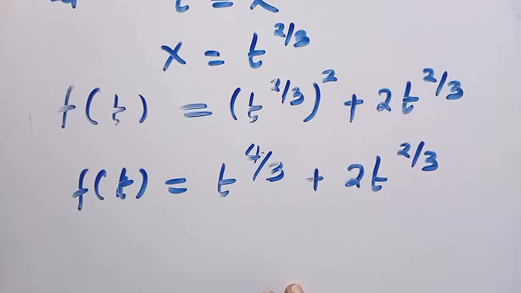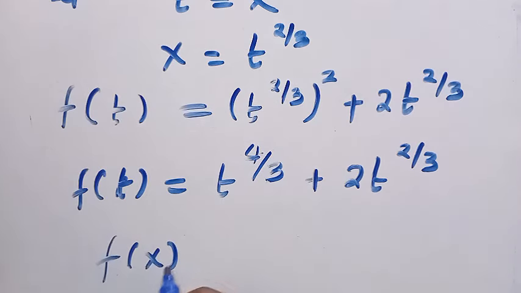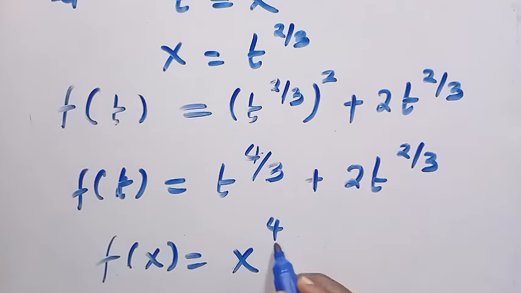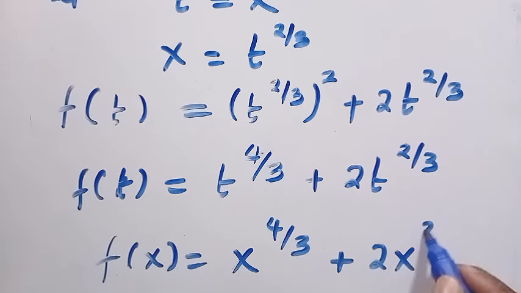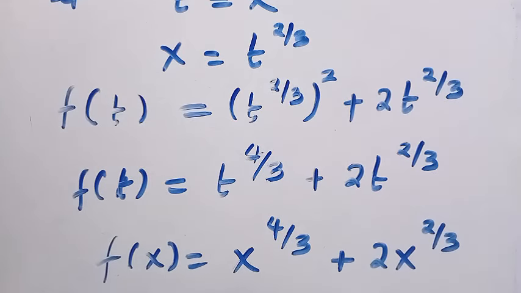Let's change every single t to x. By changing t to x, we have f of x equals x raised to power of 4 over 3 plus 2x raised to power of 2 over 3. So this is the answer for f of x only. And let's see how we can get f of root x.